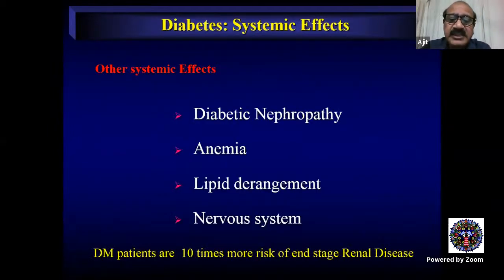In addition to this, diabetics are also prone to diabetic nephropathy, anemia, lipid derangement, and nervous system problems as well. And diabetics are almost 10 times more prone to end-stage renal disease.